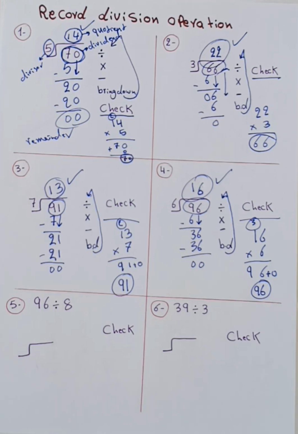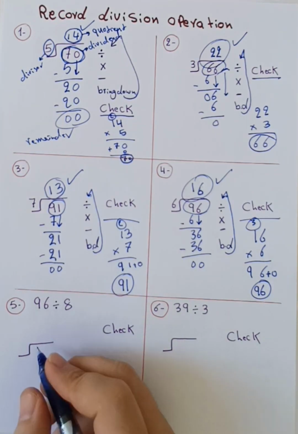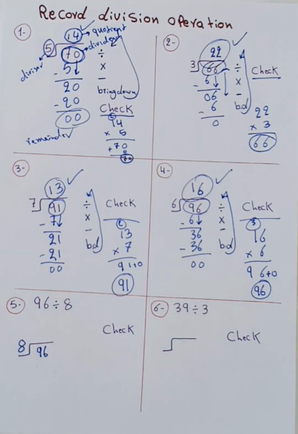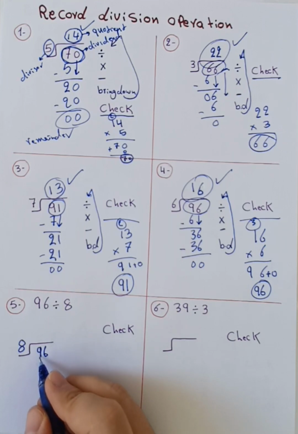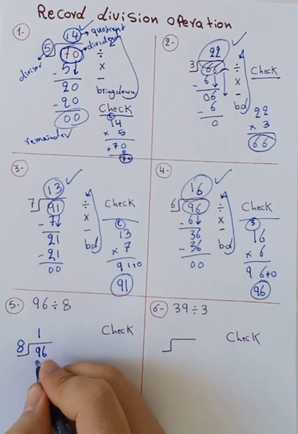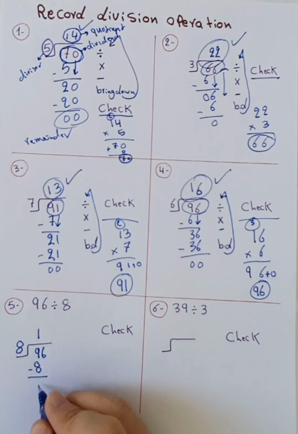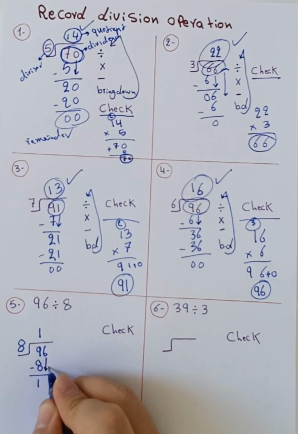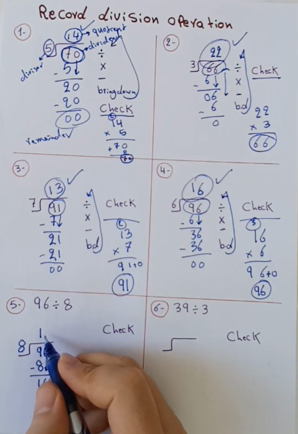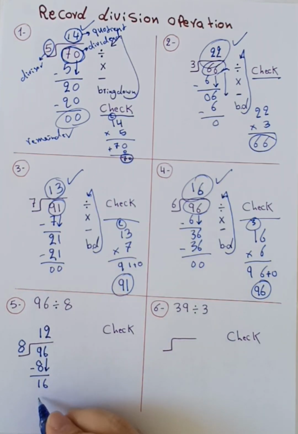Example number 5, you have 96 divided by 8. We have to write 96 inside the long division and then 8 outside. The first step is divide. 9 divided by 8. It means how many 8s are in 9? 1 times 8 equal to 8. 9 minus 8 equal to 1. And then you have to bring down 6. Now you have 16. 16 divided by 8. It means which number multiplied by 8 equal to 16? We have 2. 2 times 8 equal to 16.